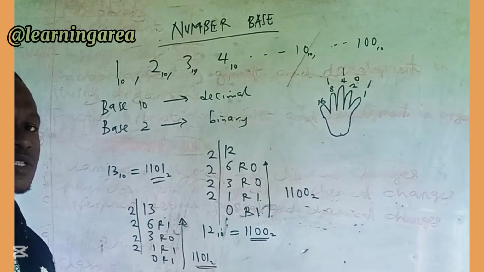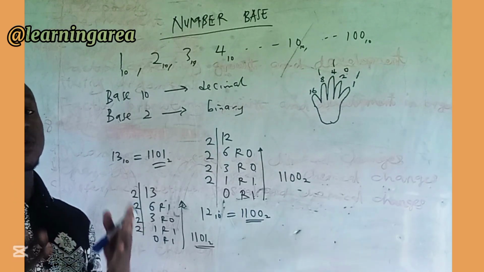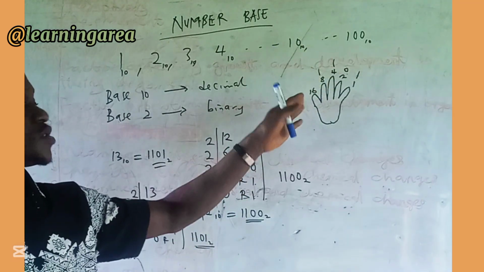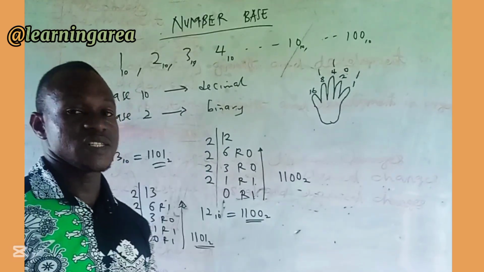So try other ones and let me know if it works. Check our next video. We're going to be trying larger numbers, something like 32, something like 40, something like 105. You'll see how we get it in our next video.